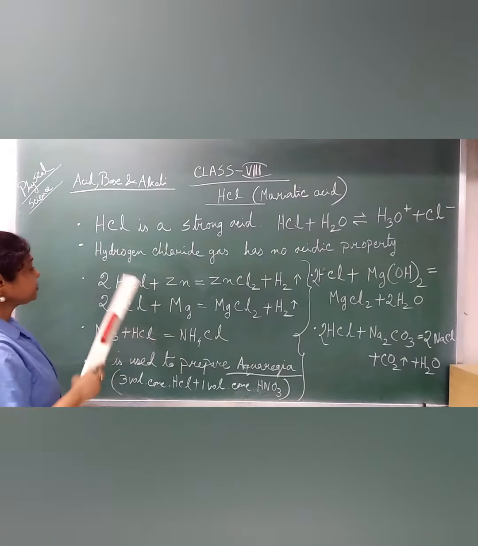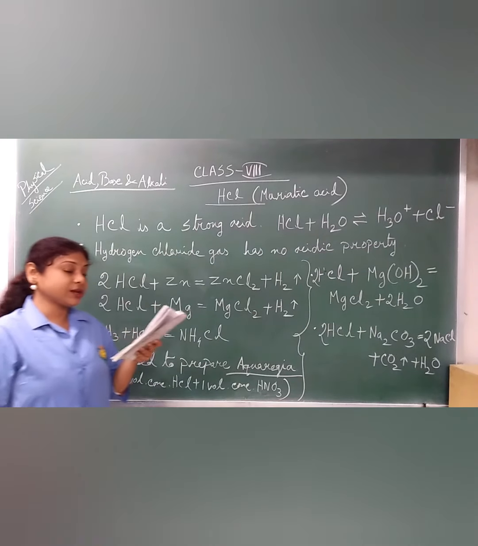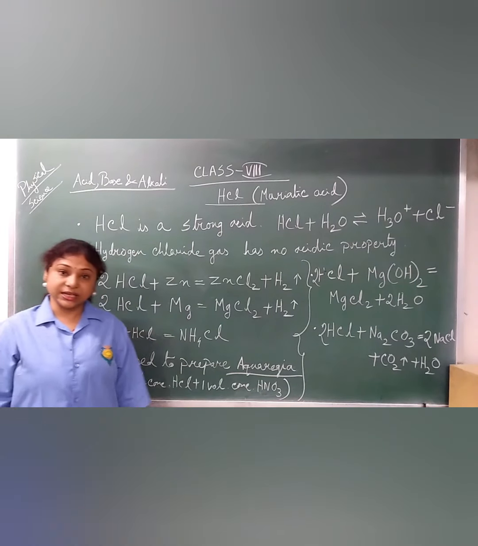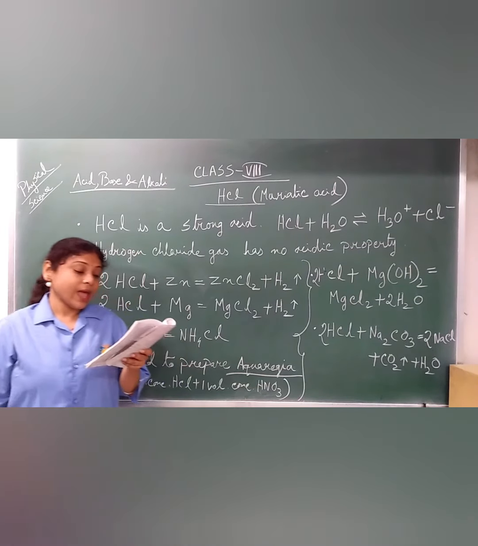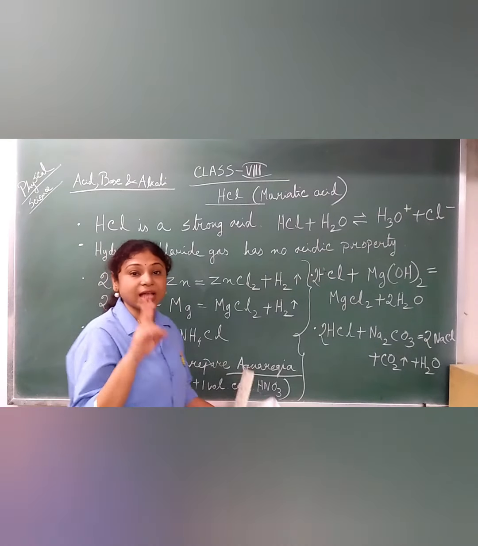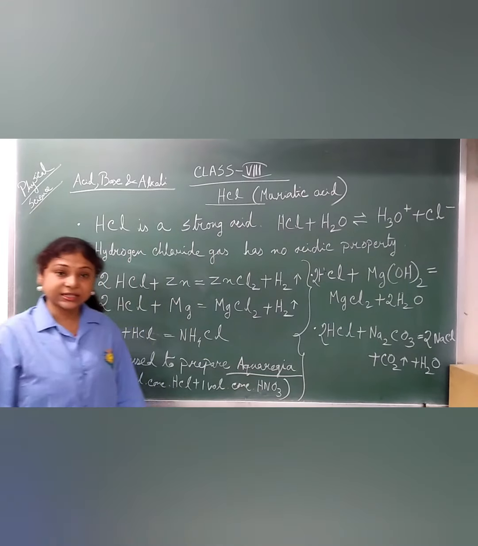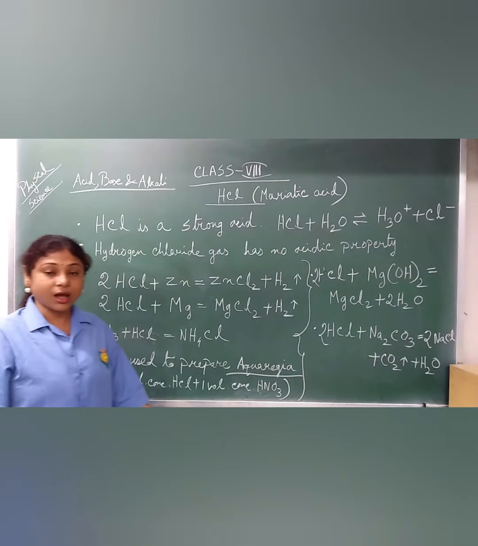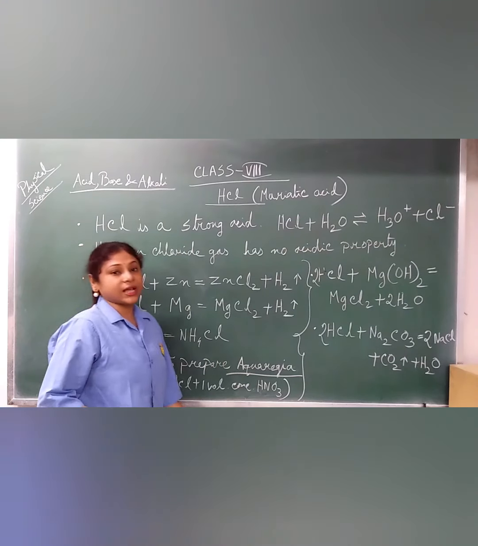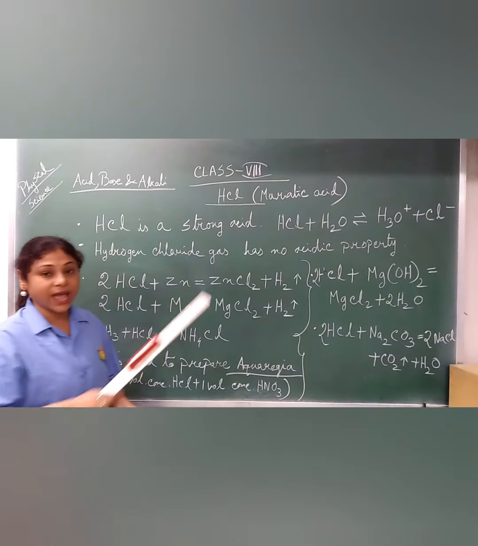Number 2, HCl or hydrochloric acid actually is a colorless liquid. Okay, and hydrogen chloride has two forms. One is liquid, that is hydrochloric acid, and another one is gaseous form, that is hydrogen chloride gas.